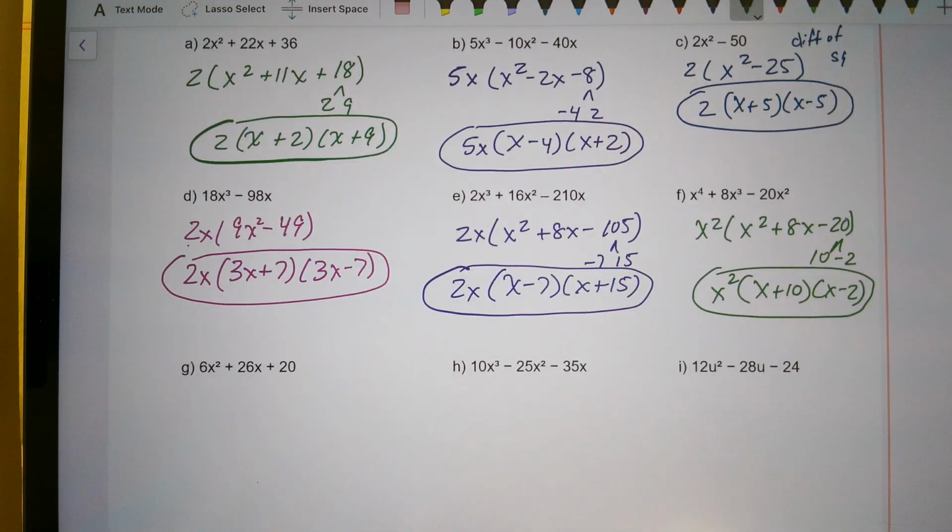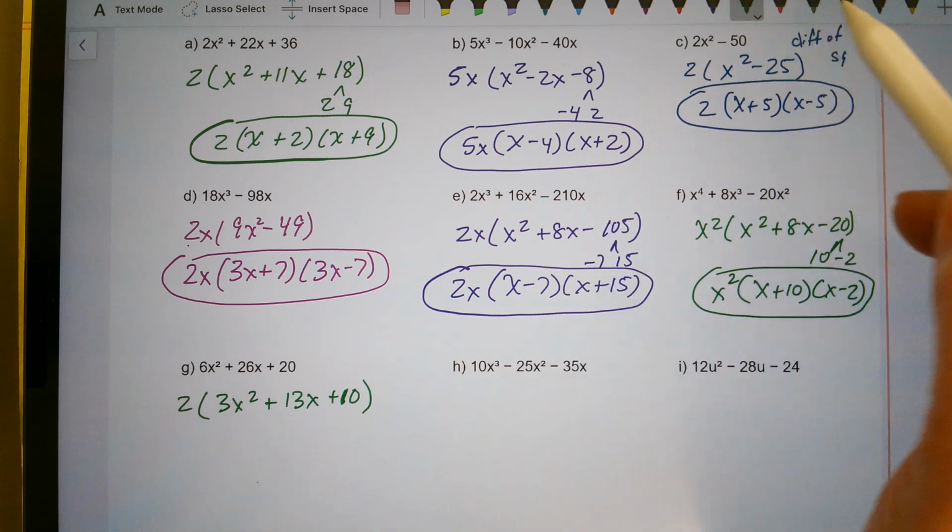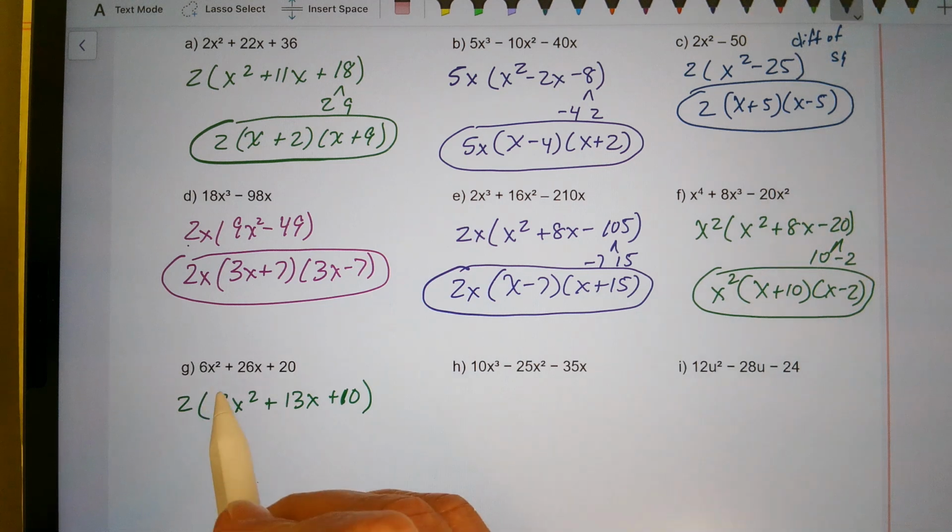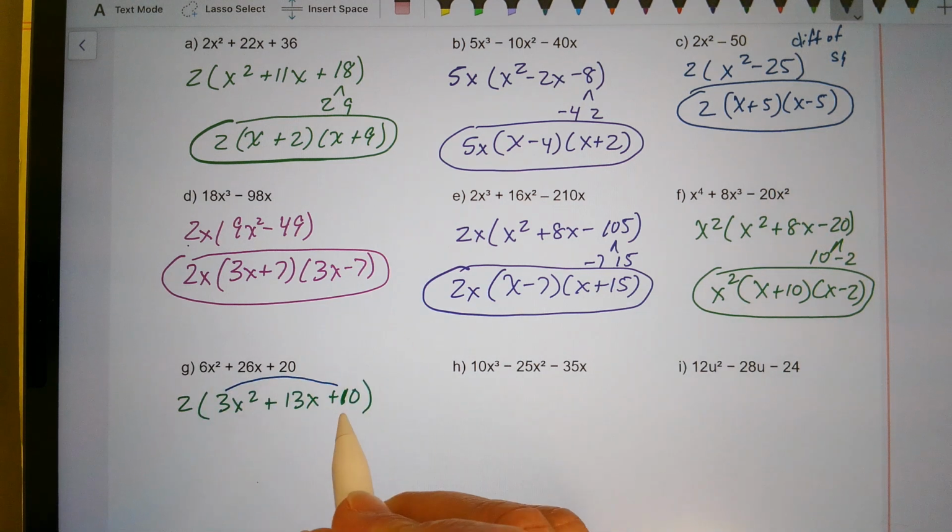Now, continuing with G, the greatest common factor here is 2. Factor out 2, we have 3x squared plus 13x plus 10. The trinomial inside parentheses, the leading coefficient is not 1, it's greater than 1, it's a 3. So this is where we're going to do our rainbow, right? We multiply 3 times the constant, 10, is 30. And now the factors of 30 that sum to 13 are 3 and 10.